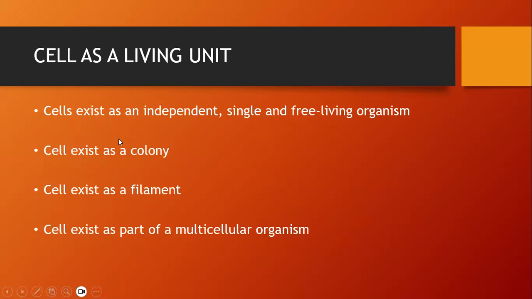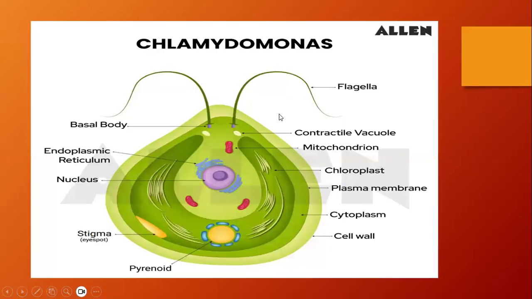Now, when they say cell exists as independent, single, and free living organism, we are talking about it existing as either plant-like or animal-like. Now, I'm going to show you some typical examples. This is a cellular organism called Chlamydomonas. As you can see, the Chlamydomonas possesses a structure called flagella. This structure helps for its movements.